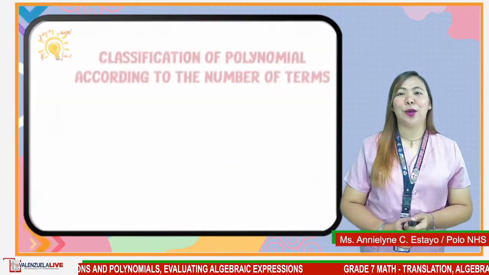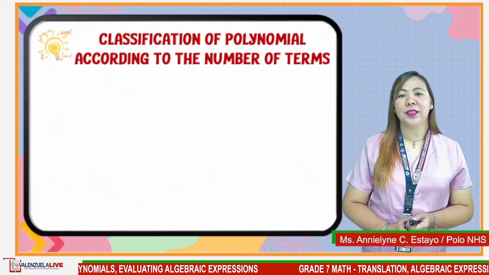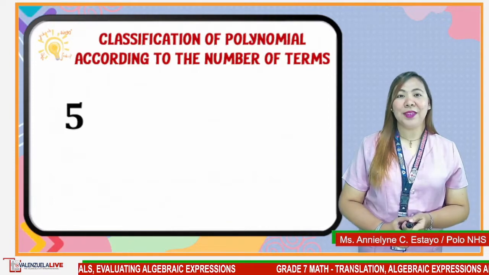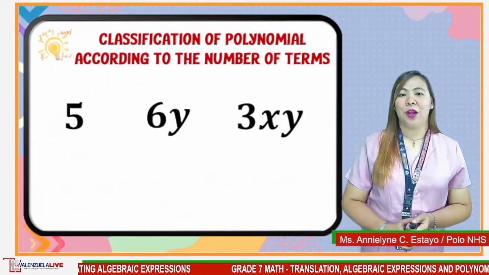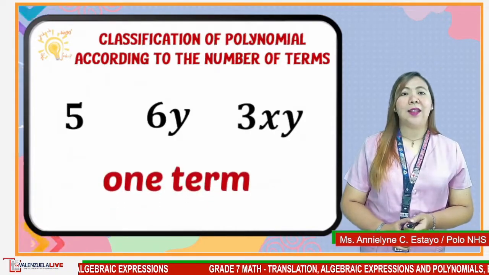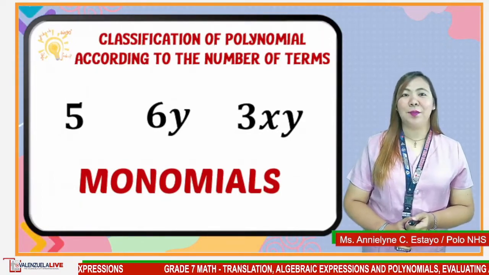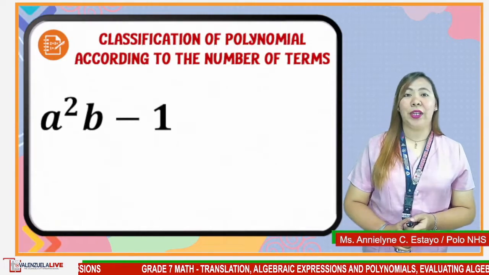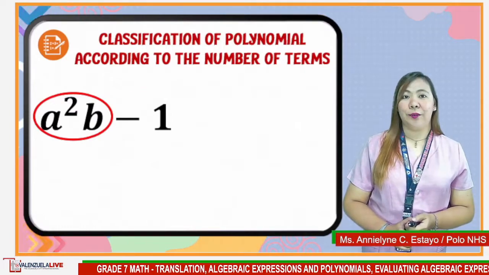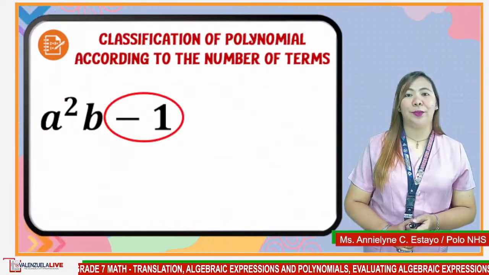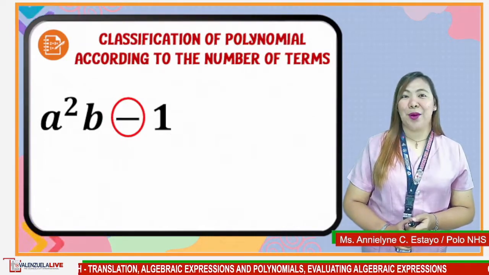The classification of polynomials according to the number of terms are the following. Let's say we have 5, 6y, and 3xy. These polynomials consist of one term and they are called monomials. For the next example, we have a squared b minus 1, where a squared b is the first term and negative 1 is the second term, because they are separated by a subtraction symbol.